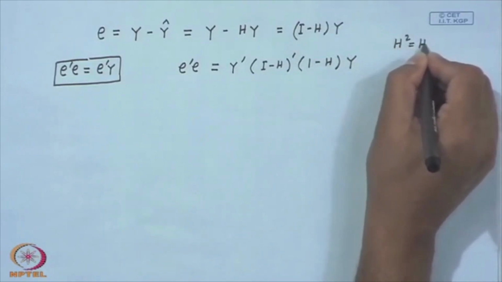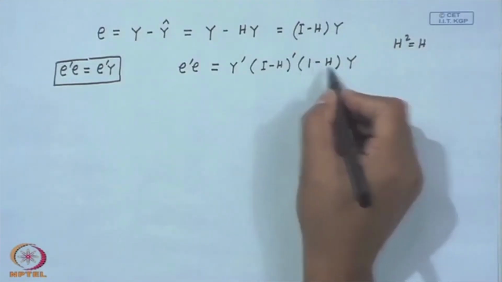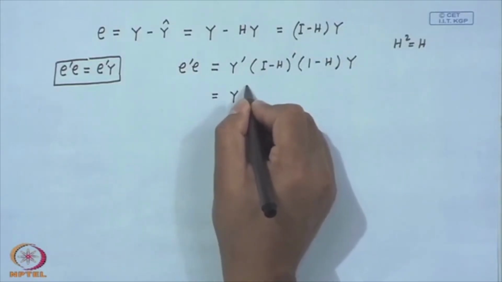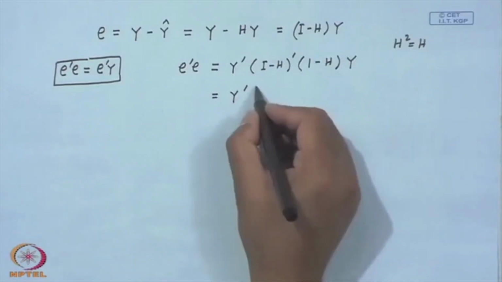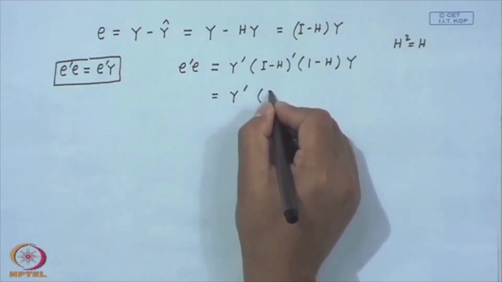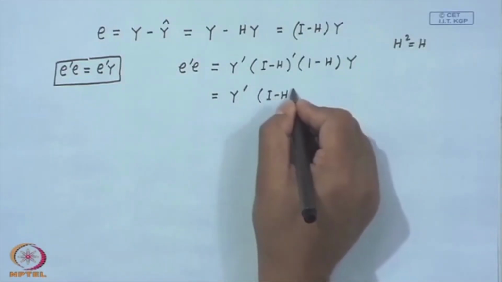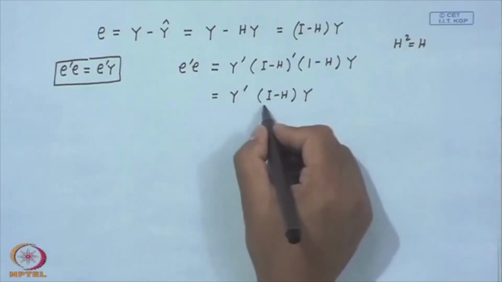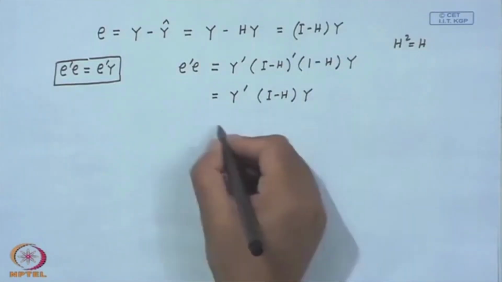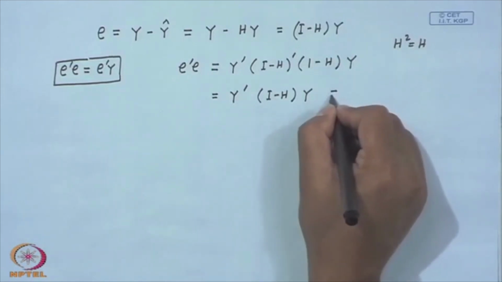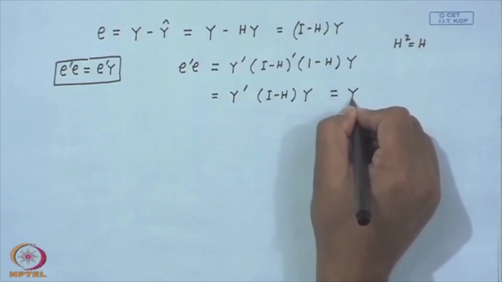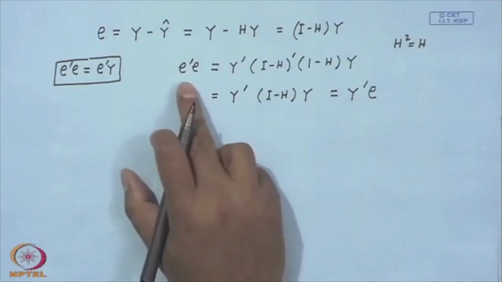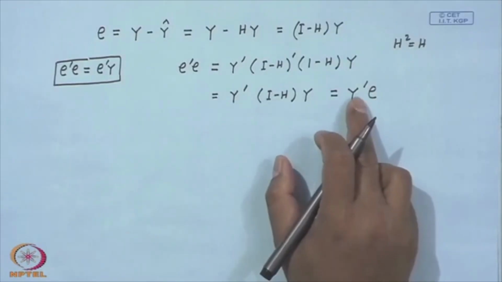that means H square is equal to H, and then I minus H is also idempotent. So, what I can write is that this is y prime, this can be replaced by only (I minus H) y. Okay. Now, (I minus H) y is equal to E. So, this is equal to y prime E. So, we have proved that E prime E equals y prime E.